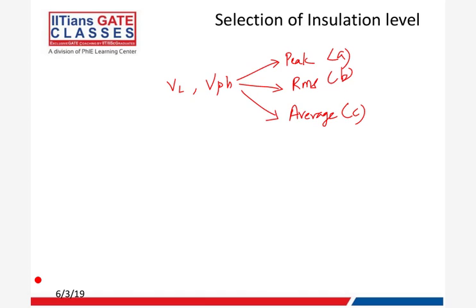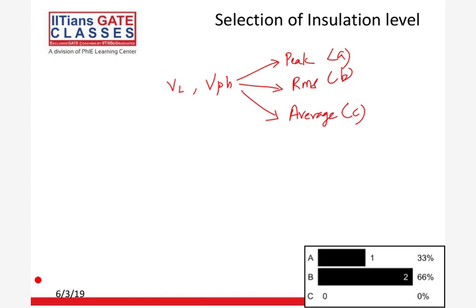So far, whenever we are talking about system operation, the transmission line, what are we talking about? When we are talking about transmission line, Varun, what would be your answer? Yeah, good. So two of you gave B, RMS, yes.